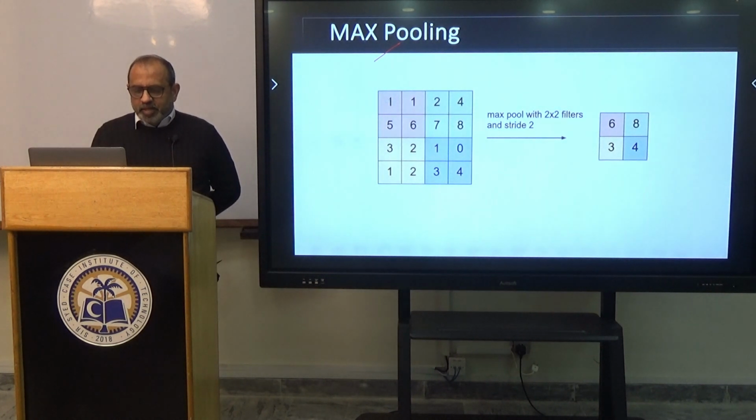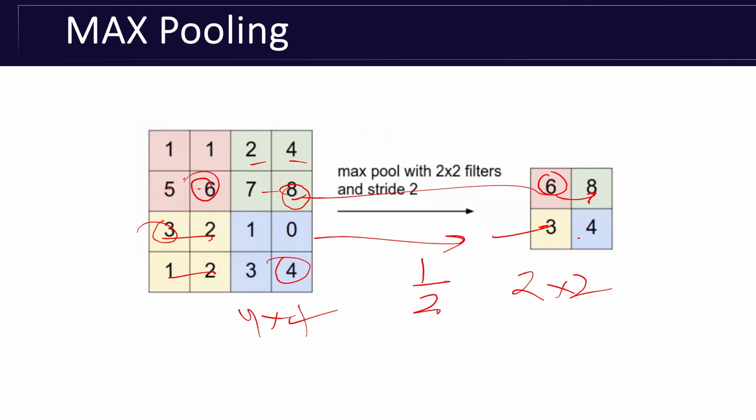Out of these, 1, 1, 5, 6, 6 is maximum, so you write 6. Now these 4 pixels in green, 2, 4, 7, 8, 8 is maximum, so you replace with 8. 3, 2, 1, 2, 3 is maximum, you replace with 3. And here 4 is maximum, 4. So you reduce the size by half. A 4 by 4 is reduced into a 2 by 2 image.